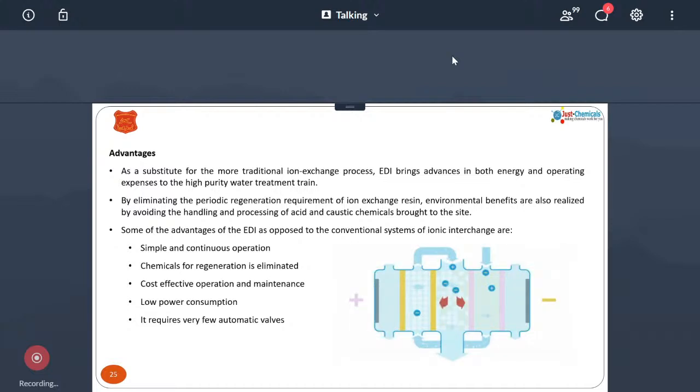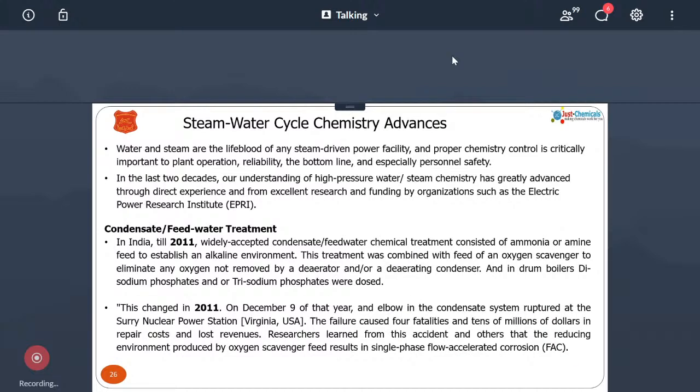Now, steam and water chemistry advances, as I was talking about, flow accelerated corrosion, though it was being recognized in Germany, in Japan, and also in the US in 1986, and they worked upon this flow accelerated corrosion. In India, till 2011, we were novices about it. And this changed in 2011, and we actually changed a lot of things as per EPRI.